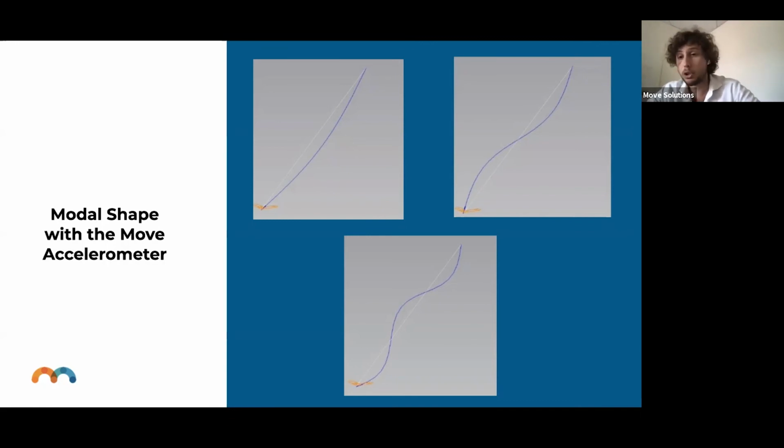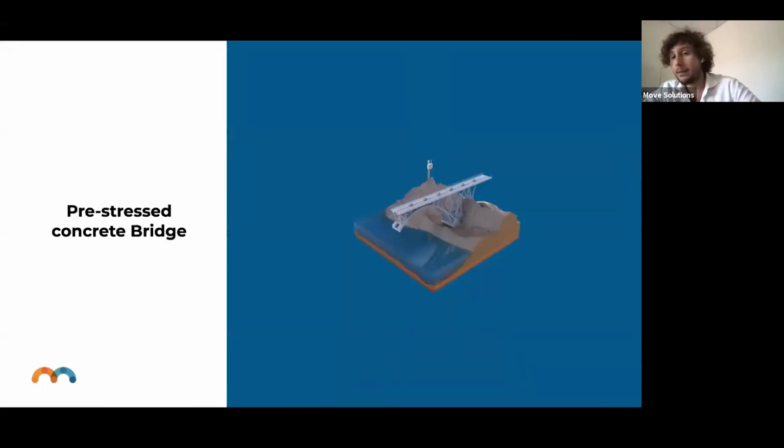Okay, so mode shapes with different kinds of shapes: first mode, second mode, third mode. And that's done with accelerometers. It's crazy. I really love this kind of application. Now let's go more into the bridge, right?